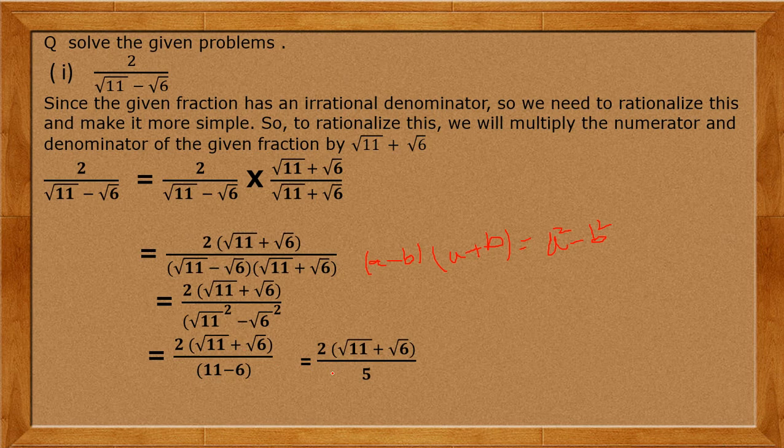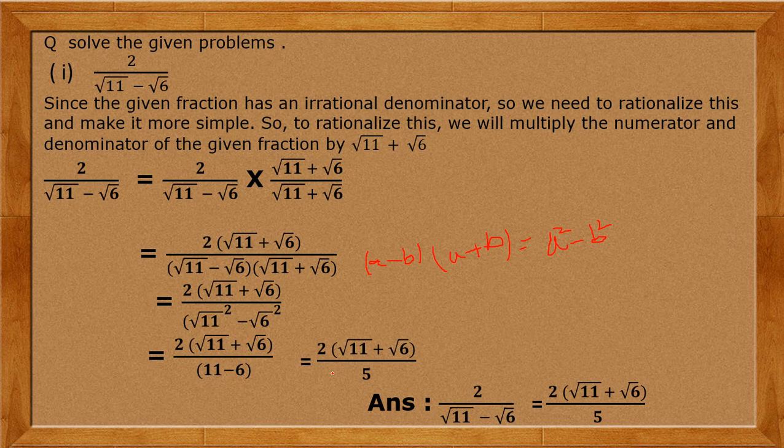So 11 minus 6 is 5. So on simplification of this, we get 2 times square root 11 plus root 6 upon 5. Okay. Now let us consider one more problem.